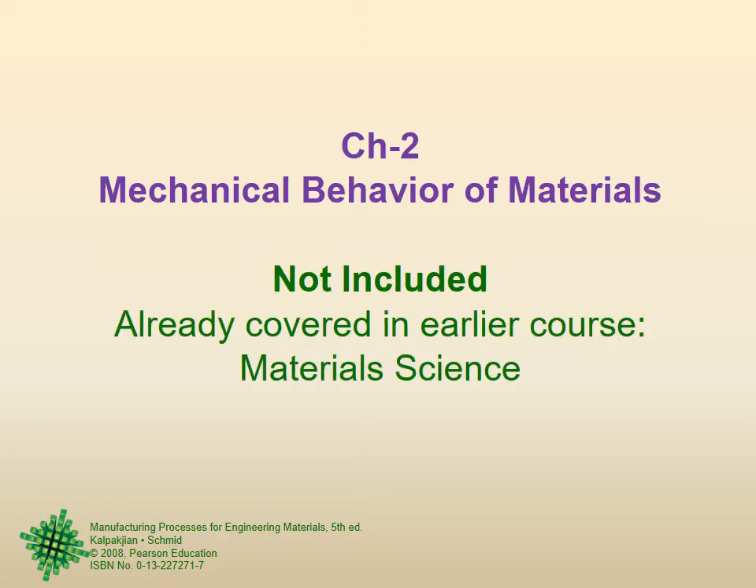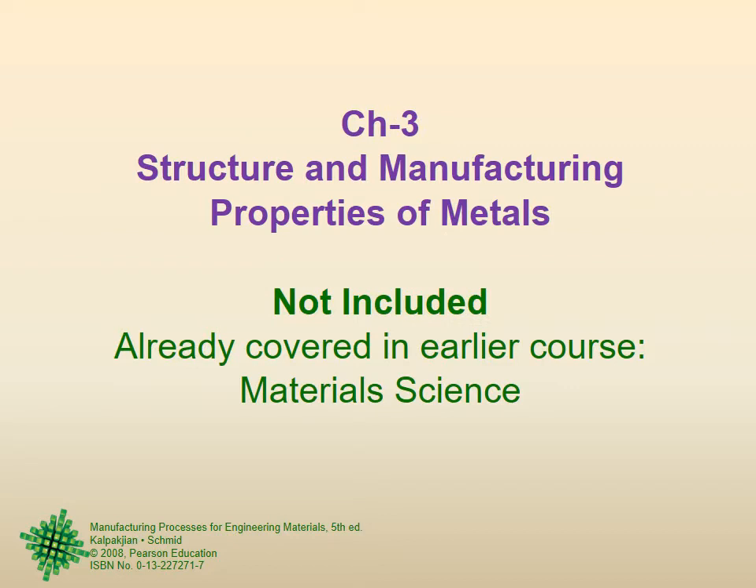Before I go on, chapter 2 in the Kalpakjian book is on mechanical behavior of materials. It is not included because it has already been covered in the earlier course on material science, right? Chapter 3 is structure and manufacturing properties of metals. It is also not included this time because again it is already covered in the earlier course on material science.